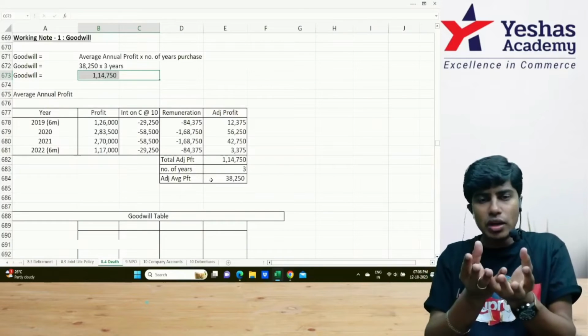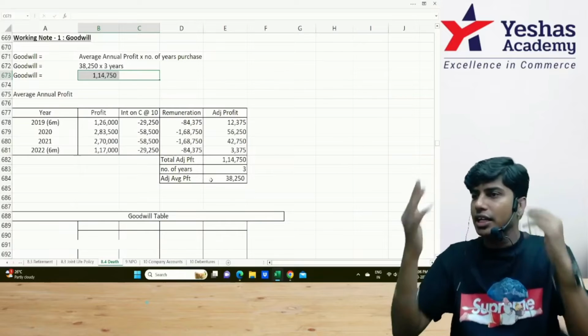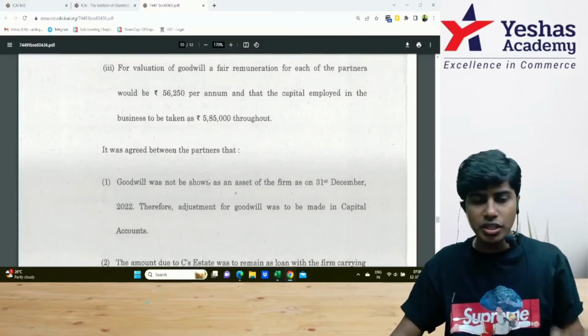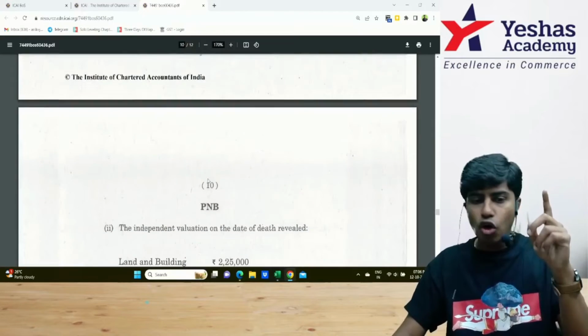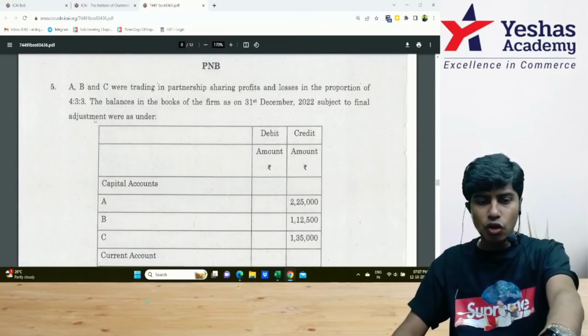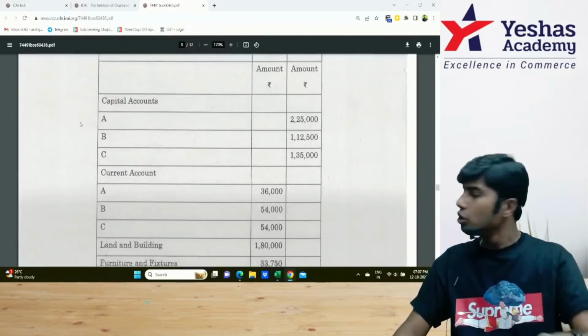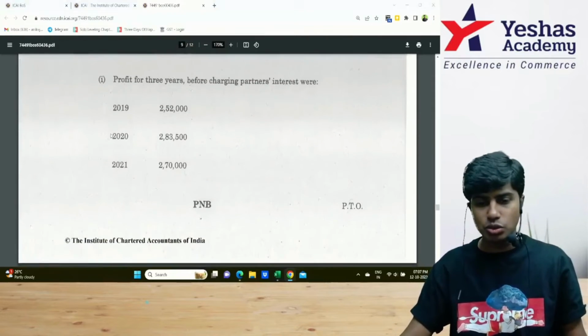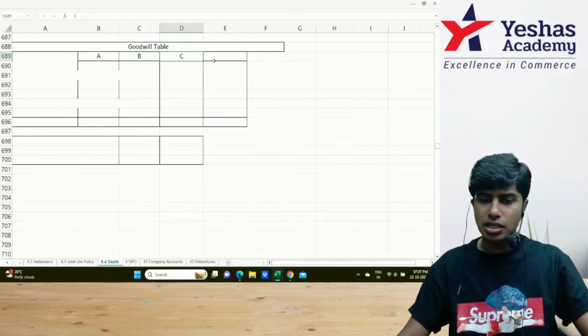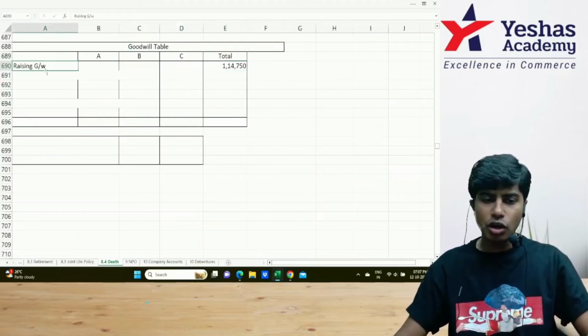So if this goodwill is distributed to them, their capital will increase, correct or not? In what ratio? In their profit sharing ratio, which we wrote in the beginning, 4:3:3. Observe here, 4:3:3, second line. So share it in the ratio 4:3:3 among all the partners, A, B, C. Totally, the goodwill is 1,14,750. Share it to all the partners.